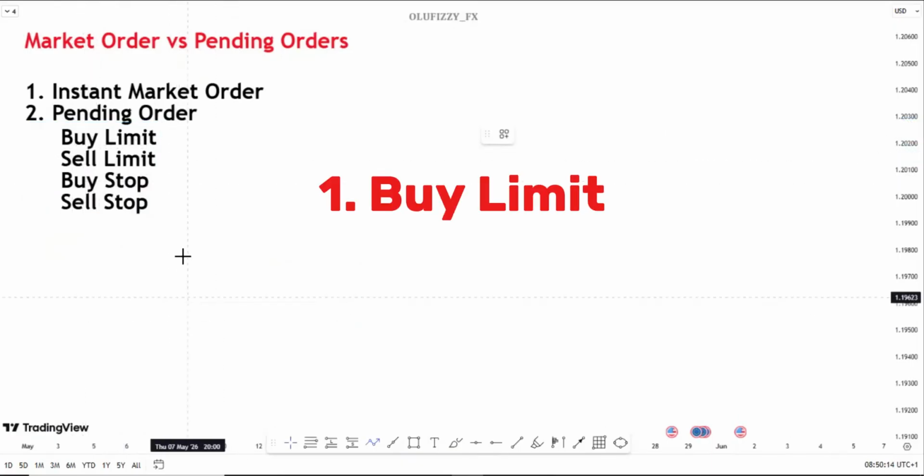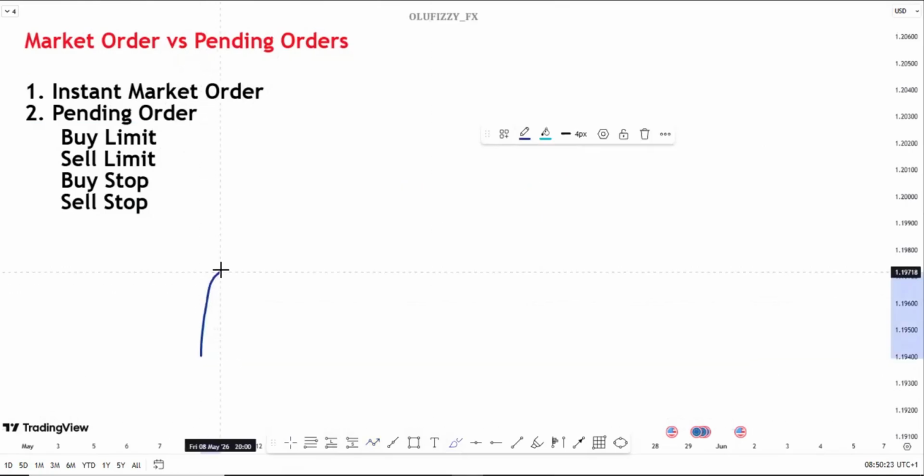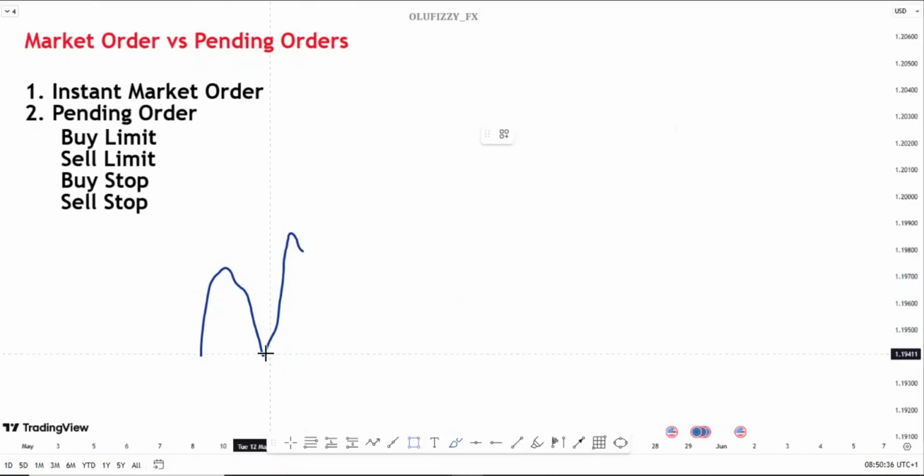A buy limit is an order that is set when you want price to drop first. Let's say this is the current market structure, and price is currently at this region, but you don't want to buy at this particular place. Maybe you have a zone that you marked here and you want price to drop to this particular region first for you to buy. So that is buy limit. You are expecting price to drop first before it reverses to the upside.